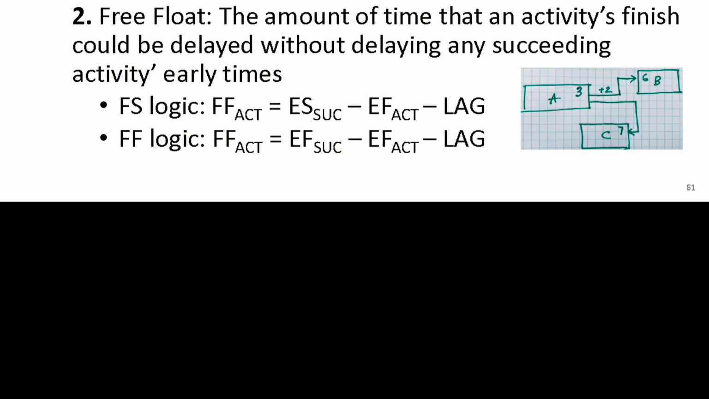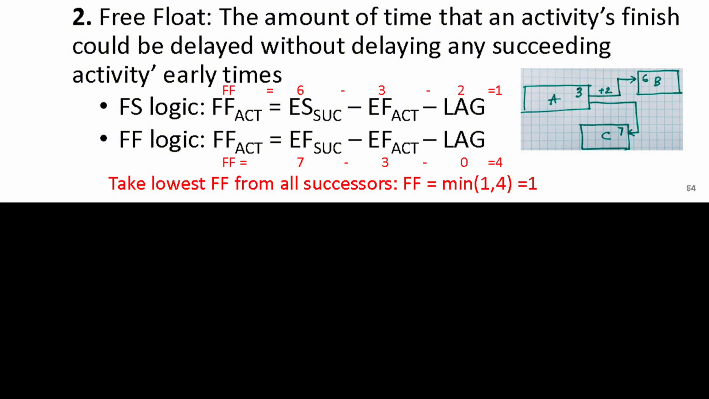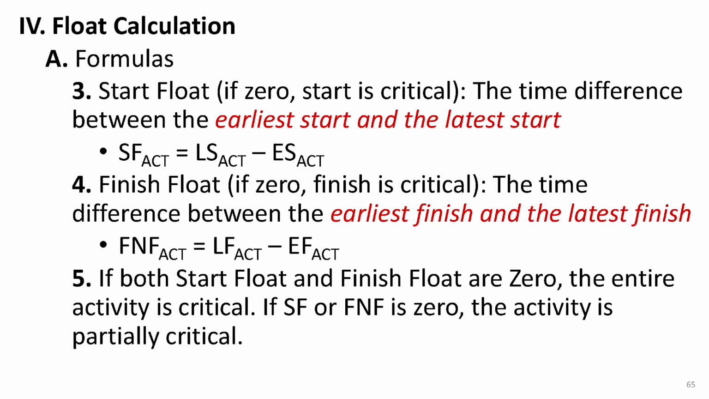For instance, in this example, the free float of A, based on the finish to start logic from activity A to B, is 6 minus 3 minus 2, which equals 1, while the free float calculated from the finish to finish logic from activity A to C is 7 minus 3, which equals 4. Since you do not want to affect any succeeding activity, you take the smallest value, which in this case is 1.